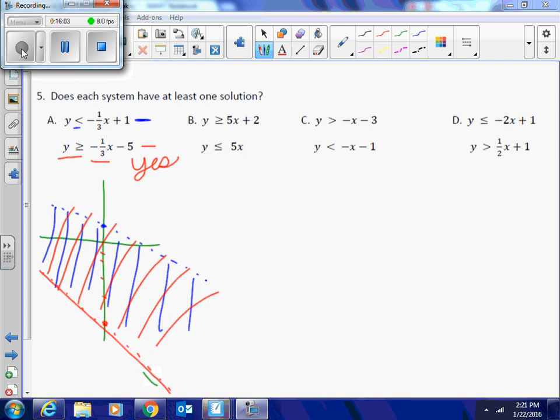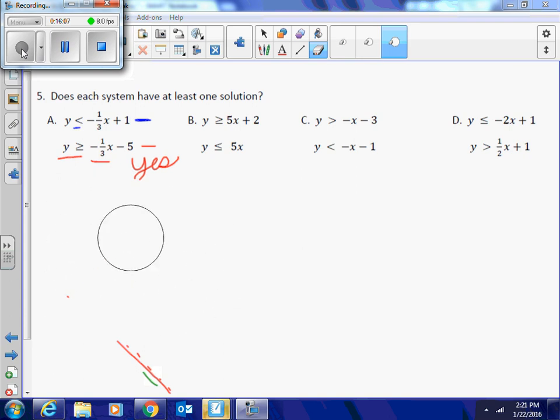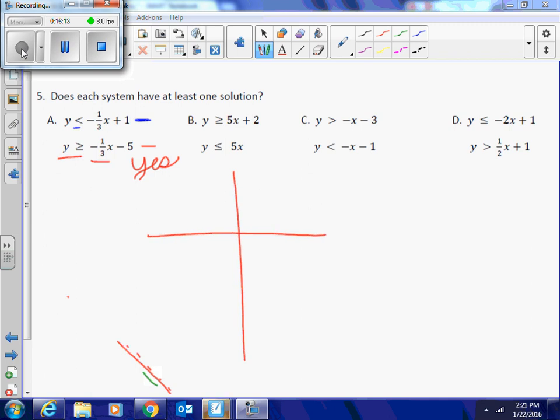All right, let's look at problem B. Again, I've got parallel lines. Let me draw my coordinate plane. On the first one, I've got a y-intercept at 2, a slope of 5, which is fairly steep. I'm going to fake it. We'll call this my slope of 5. It doesn't really matter. And y is greater than, so I'll be shading above.